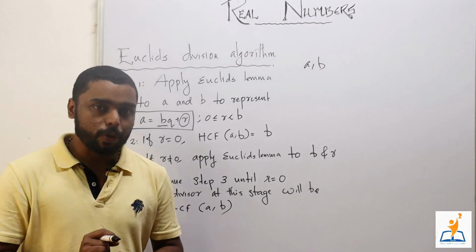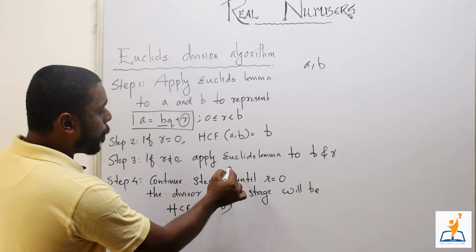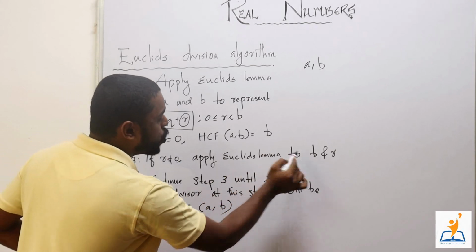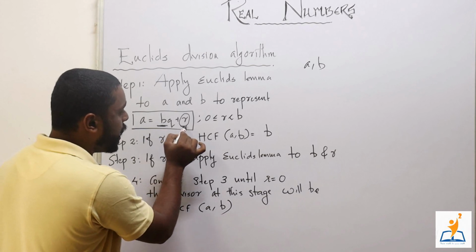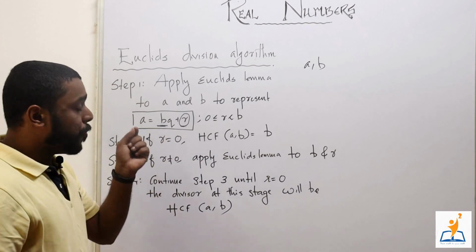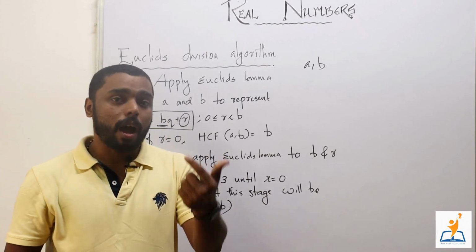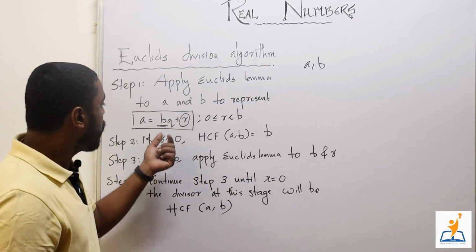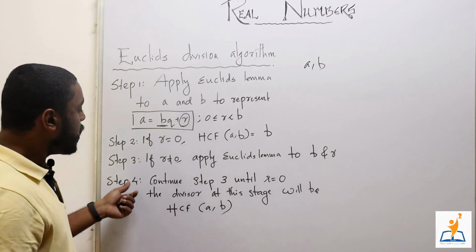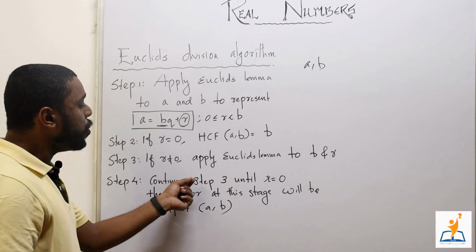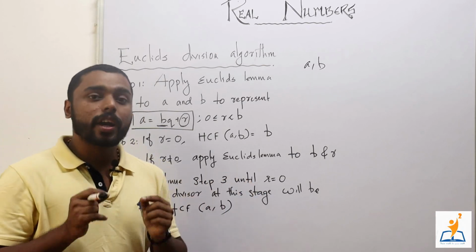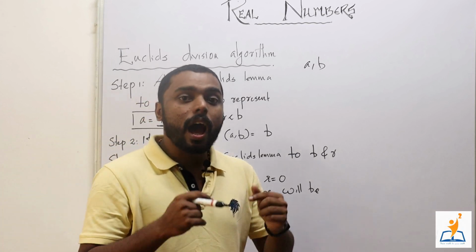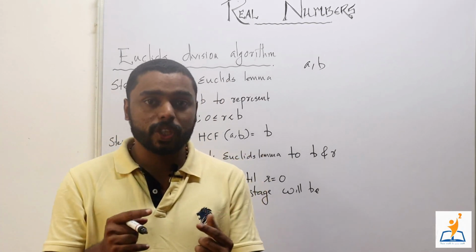Now, the third step: if r is not equal to 0, we shall apply Euclid's lemma to b and r. Then step 4: continue step 3 until r is equal to 0. We should continue this process until the remainder becomes 0.